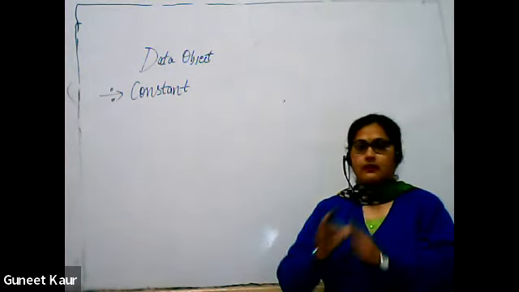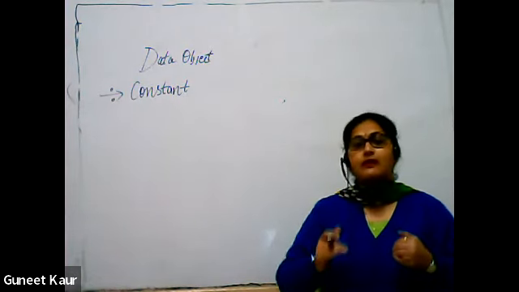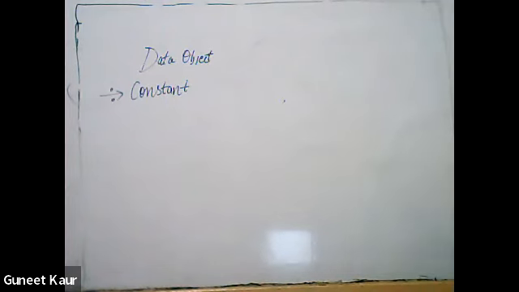The value of this data object can't be changed, means it will always be a constant. So a constant is a data object whose value cannot be changed after it is created.